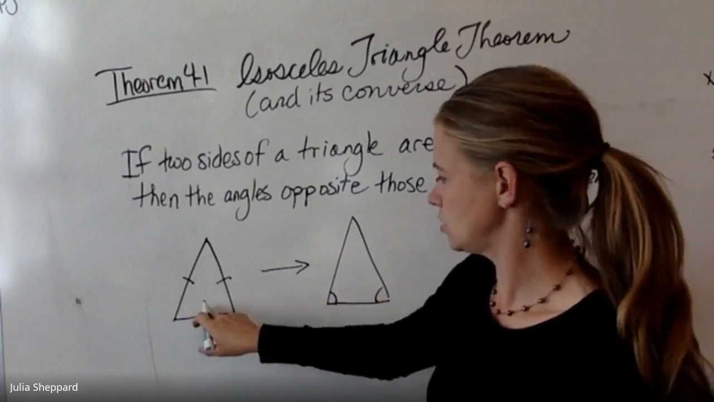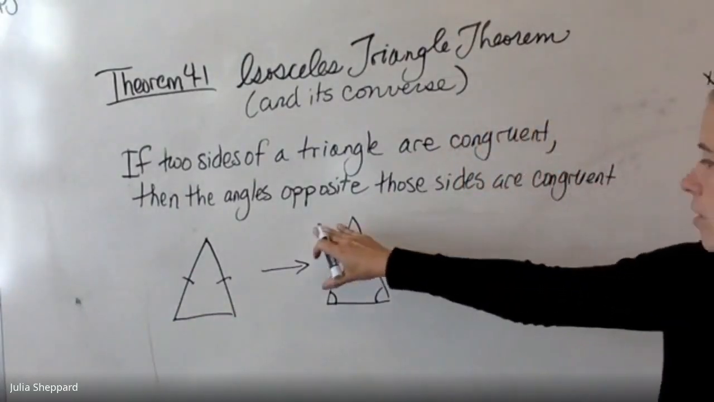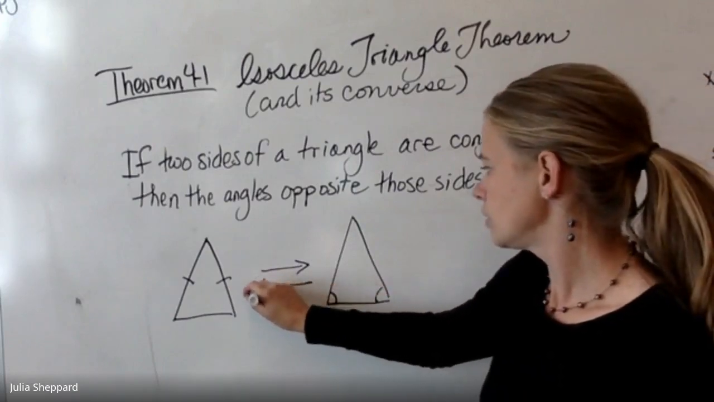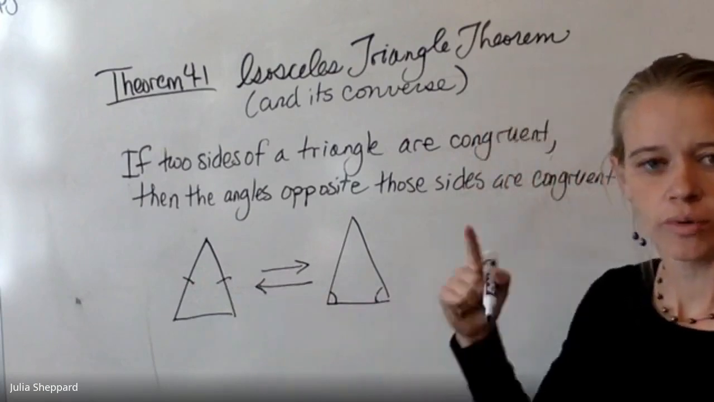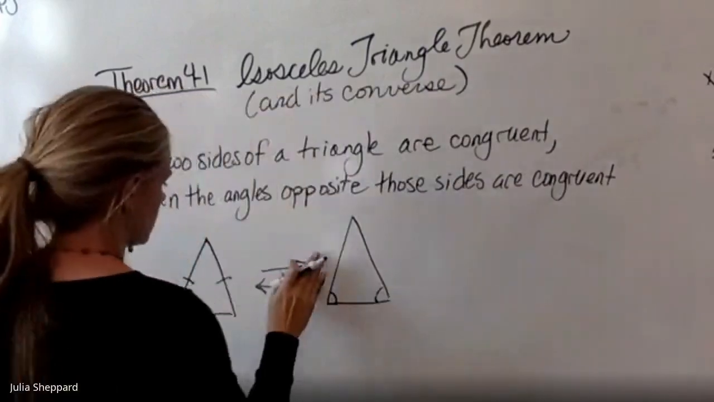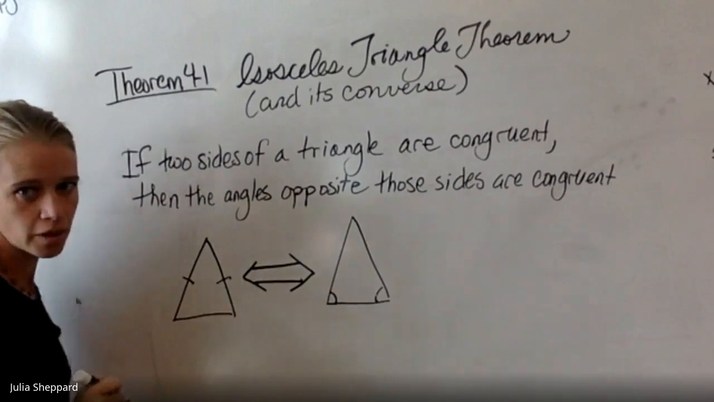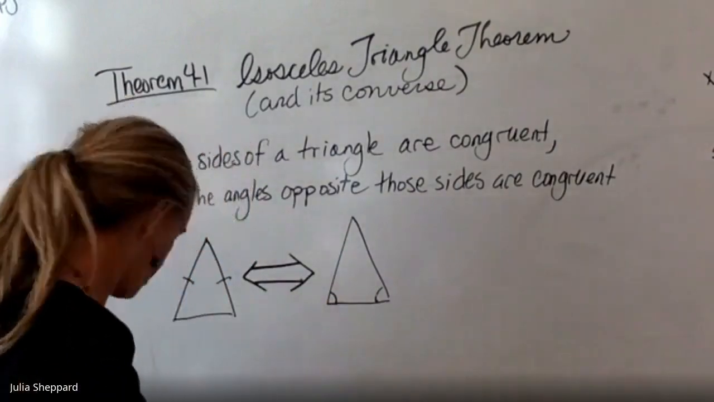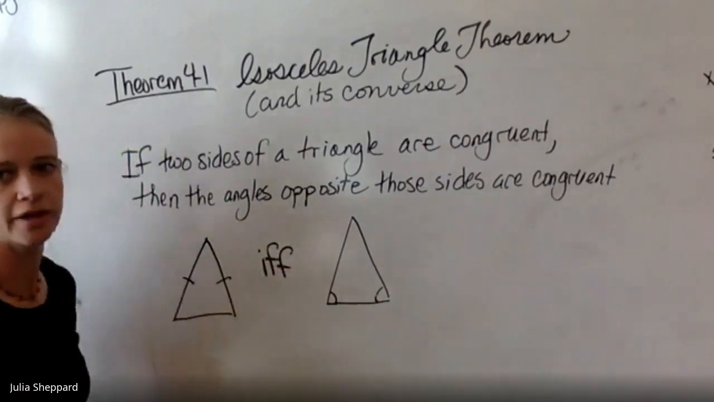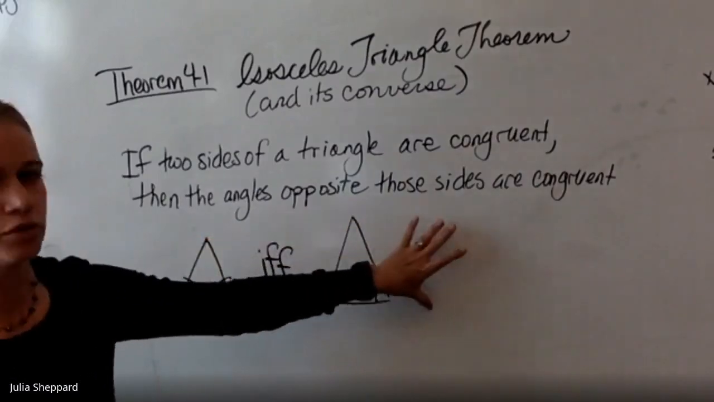You can see that kind of makes sense. It just looks right. And then your bonus is, if you have 2 angles congruent, then the 2 opposite sides are congruent. So we have a theorem going this way and a theorem going this way, which means you just write it like this, a double arrow going both ways, or we can write it as "if and only if." That works. So if you're super lazy, all you would write was this for your theorem.